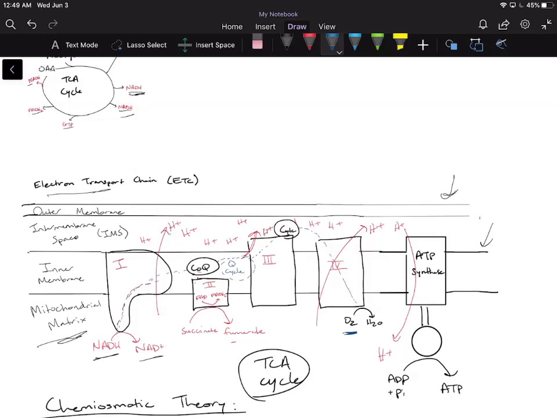So if you didn't have oxygen, everything else would get held up. But we're going to then pass those electrons to oxygen, reducing it into water. So oxygen is going to be reduced to water.